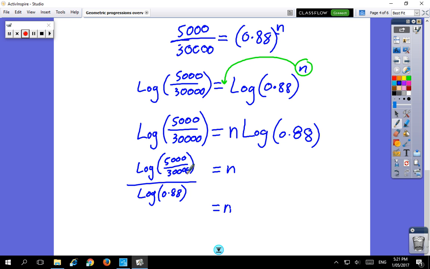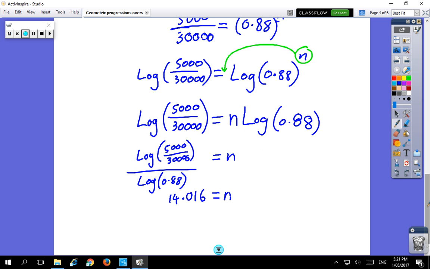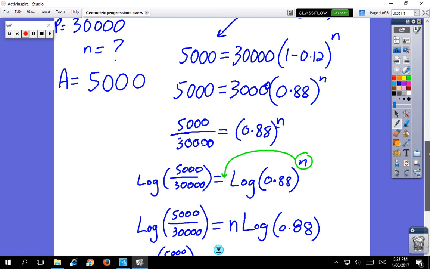So, there we go. We get n equals 14.016. Sorry about that. Hopefully you saw when I dropped off the 0. 14.016 equals n. So in the 15th day, because 14 days have passed, it will fall below 5,000 cubic meters.